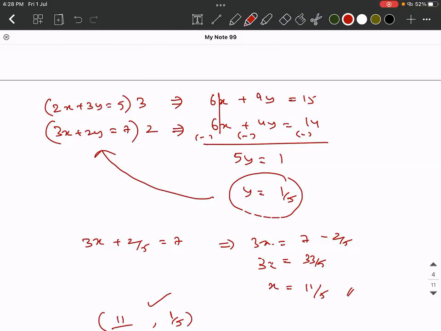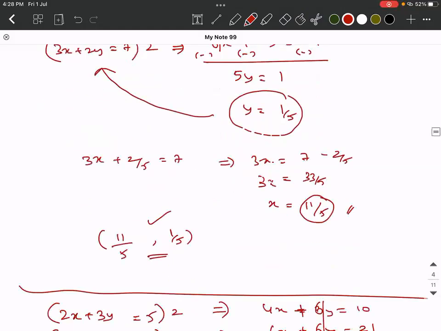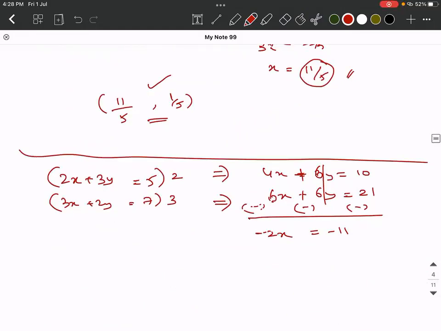No, you should get the same answer. Here I'm getting 11 by 5. Why am I getting 11 by 2 here? Sorry, 3 is 9, is it? So it is minus 5x. Guys, did you understand? So minus and minus will get cancelled. X will be equal to 11 by 5.